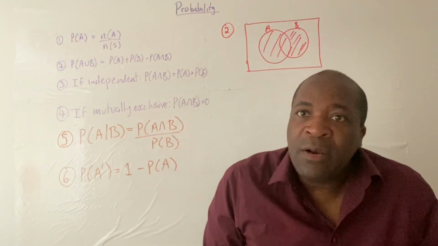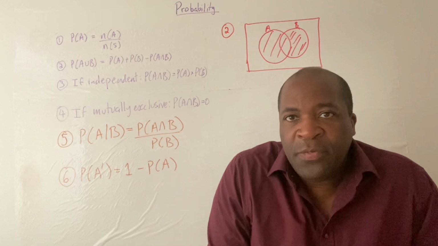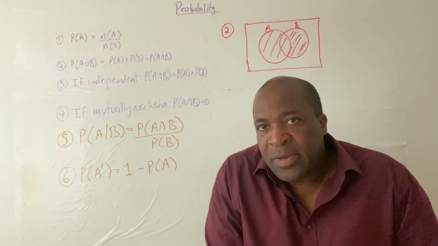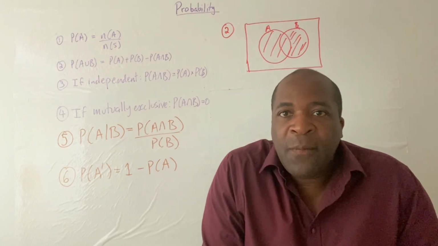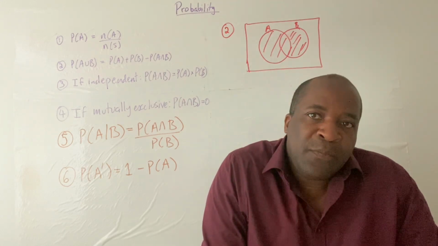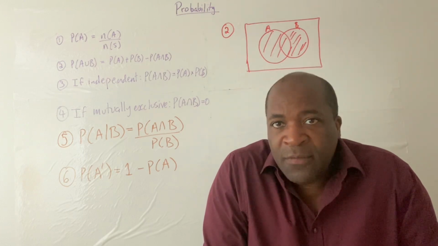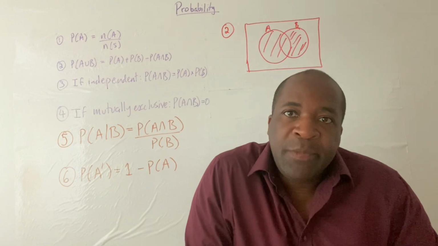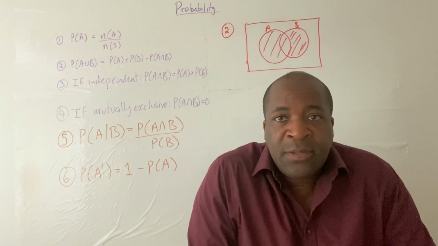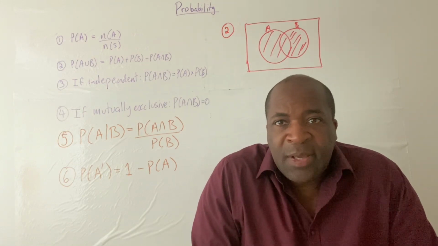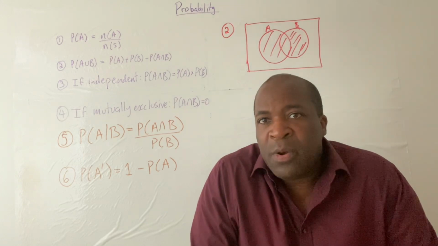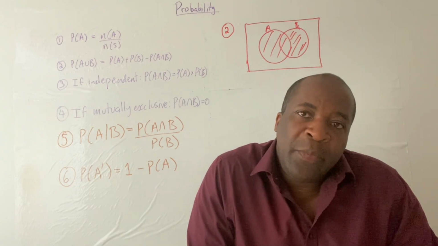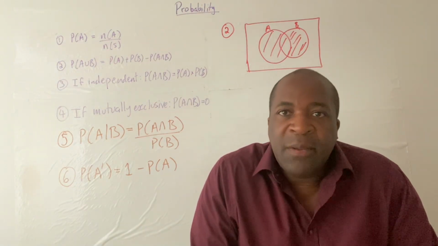In result number 3, we're told the condition for independent events. Events are independent if the probability of one event occurring does not influence the probability or likelihood of another event occurring. For example, if John and Mary are sitting a test, the probability that John passes the test will not influence the probability that Mary passes the test. Those events would be considered independent.